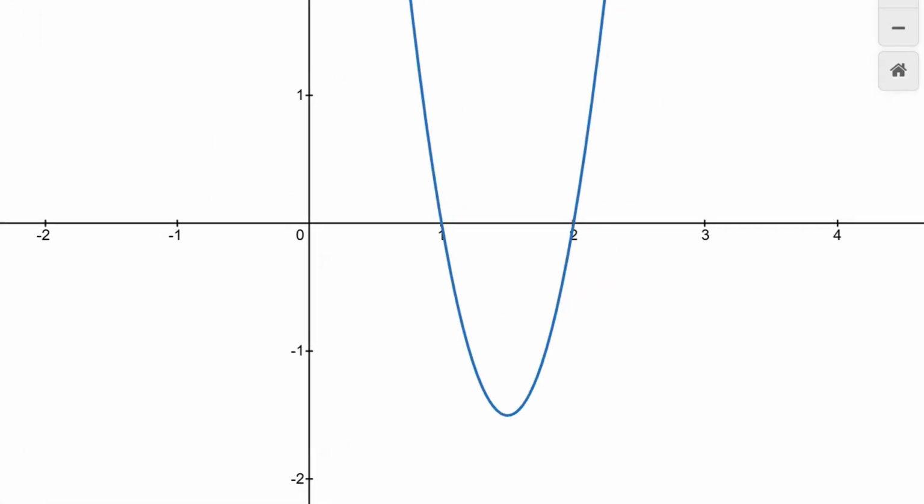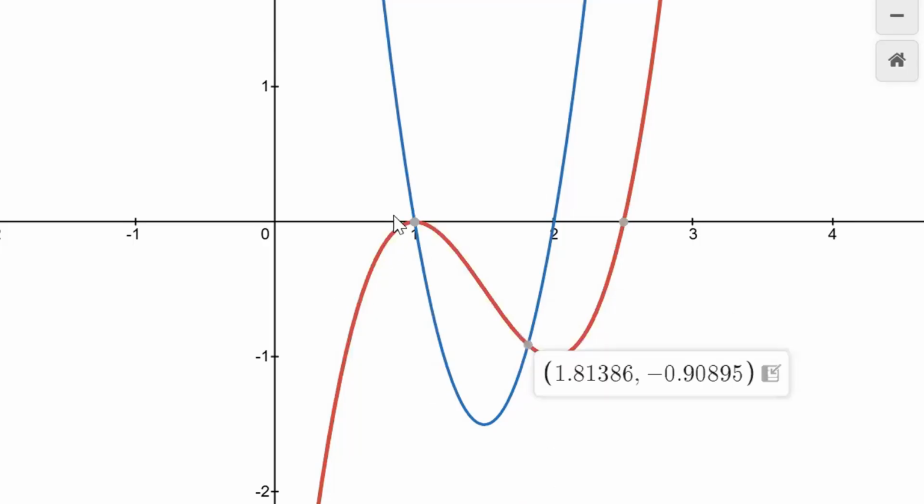And one other thing that's interesting to point out is that the intervals where the derivative is positive, the blue function, the original function, the red one, is increasing. And the intervals where the blue function, the derivative, is negative, has negative values, the original function is decreasing.